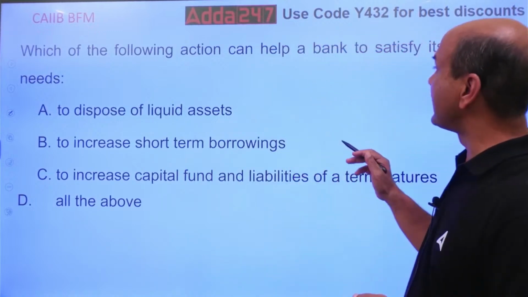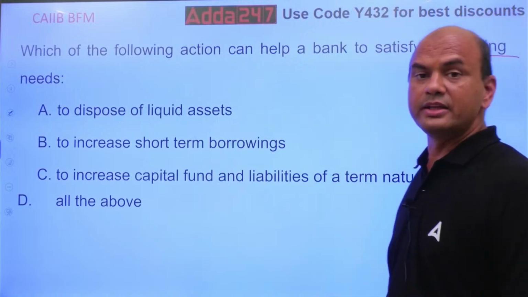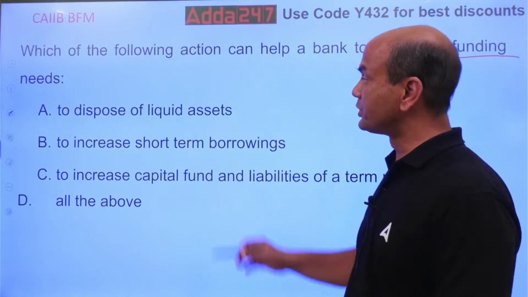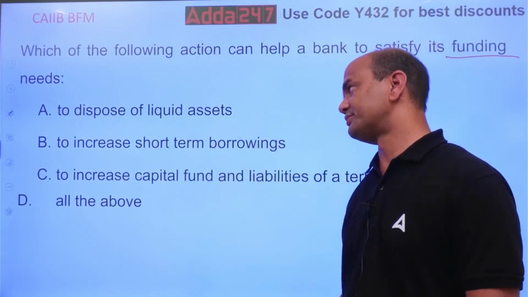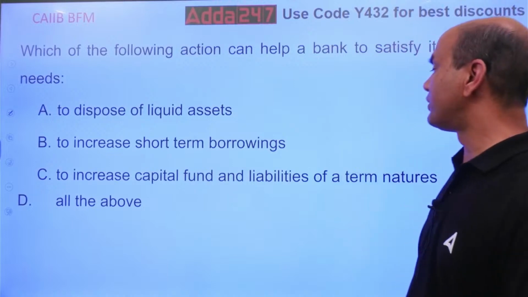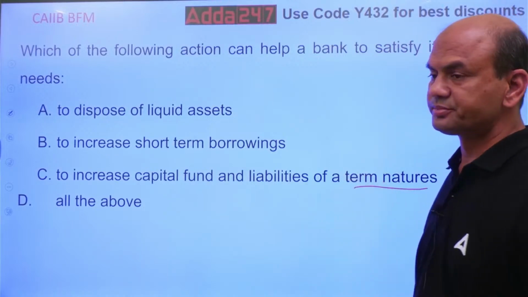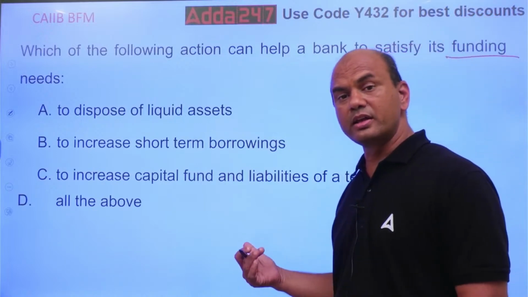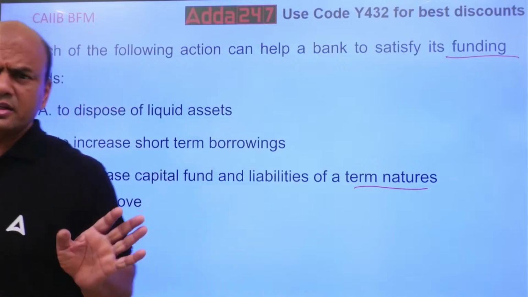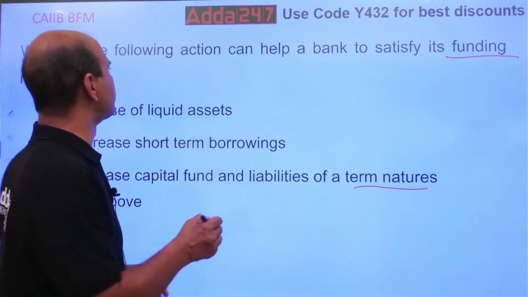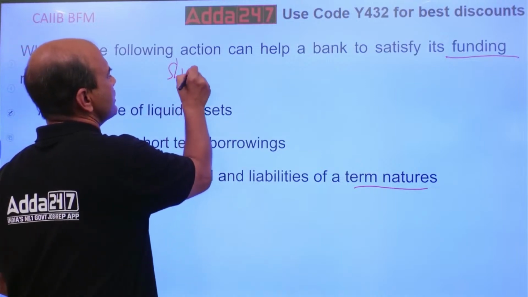Which of the following actions can help the bank to satisfy its funding needs? To dispose of the liquid assets, to increase short-term borrowings, to increase capital fund, and liabilities of term maturities. So what can allow you to satisfy your funding needs? See, your funding needs are always for short term. Kindly note. They are always for short term. How can you solve the short term problem?